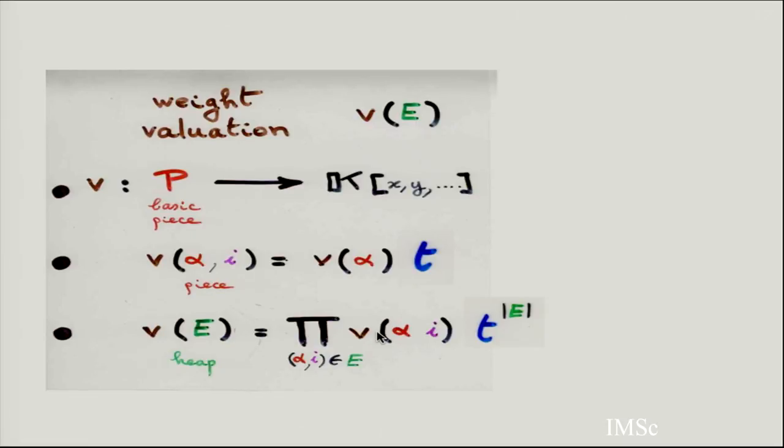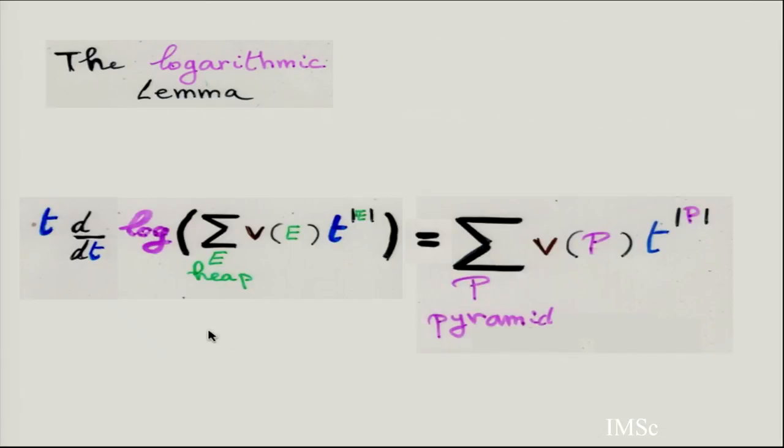So now the logarithmic lemma tells you the following. t times the derivative of the logarithm of the generating function of heaps, the ordinary generating function with the t, is equal to the sum over all pyramids of the generating function of pyramids. I remind you, a pyramid is a heap with only one maximal piece. So in other words, taking a pyramid is, roughly speaking, taking t times the derivative of the logarithm of the generating function of heaps. Taking the logarithm of heaps, roughly speaking, goes to pyramids.